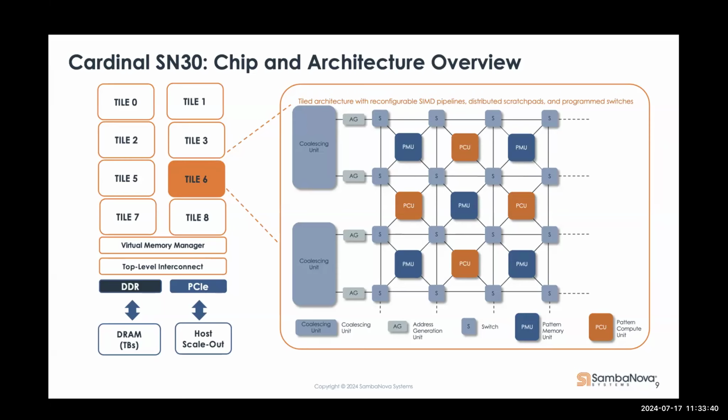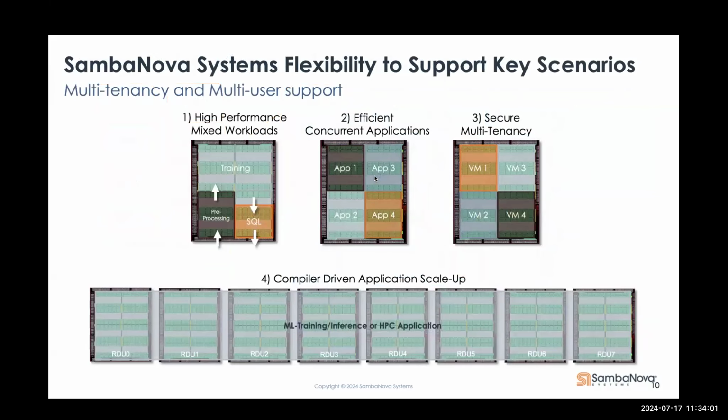So if you're familiar with the DGX box, that's kind of similar in that sense, topology, where there are 8 of these units that are connected together, right? These are also connected to the outside world as well, right? And the coalescing units help with that top level and inter-chip interconnect as well. Okay. So all of these chips from the ground up are multi-tenant chips.